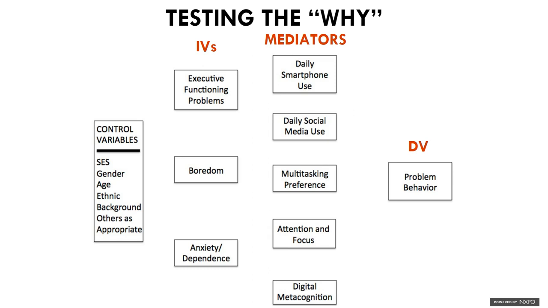Under the independent variables, we have executive functioning problems, we have boredom and anxiety, those 3 that I've been talking about. Under the mediators, we have smartphone use, and then more specifically social media use, that multitasking preference, whether they prefer to work on a task till it's done or multitask and switch back and forth. Attention and focus, meaning how many minutes can they focus on their studying, and then what we call digital metacognition. Are they aware of what to do with their phone when, say, they're in class or they're studying or they're getting ready to go to bed? And then our dependent variable is a variety of problem behaviors.